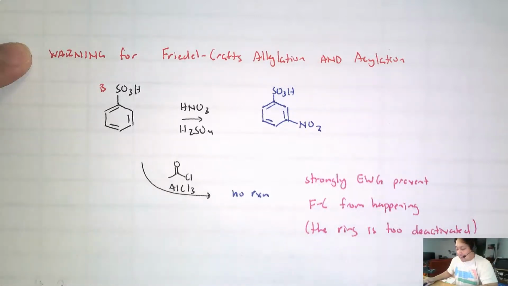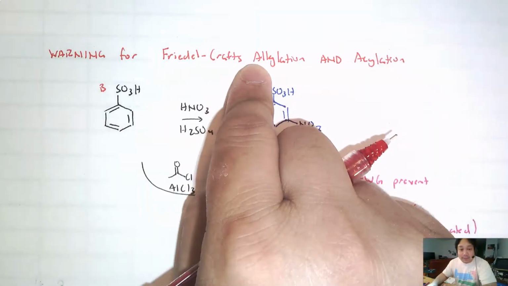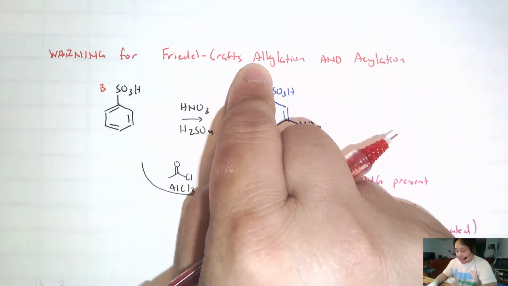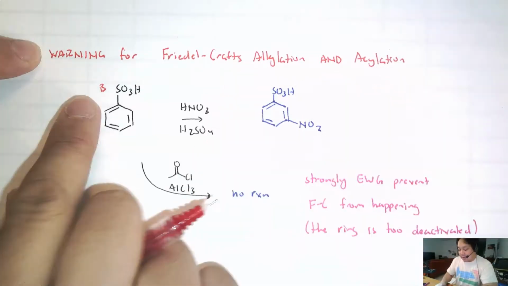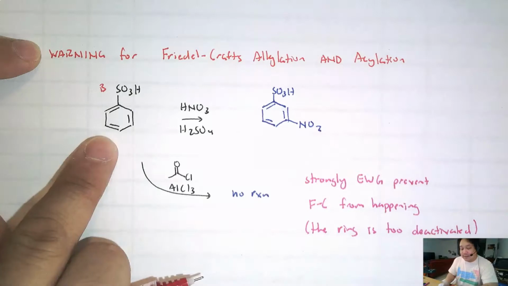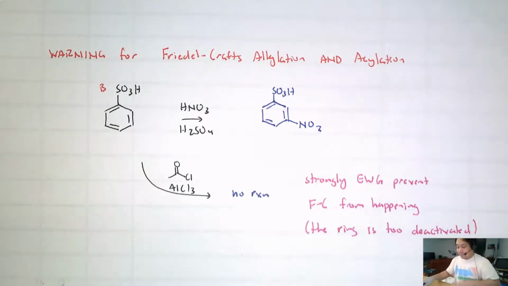Okay. If you recall from a previous video, there are now actually two warnings. Friedel-Crafts alkylations can occur with rearrangement, and Friedel-Crafts alkylations and acylations do not work when your ring is deactivated by a bad group. Okay.